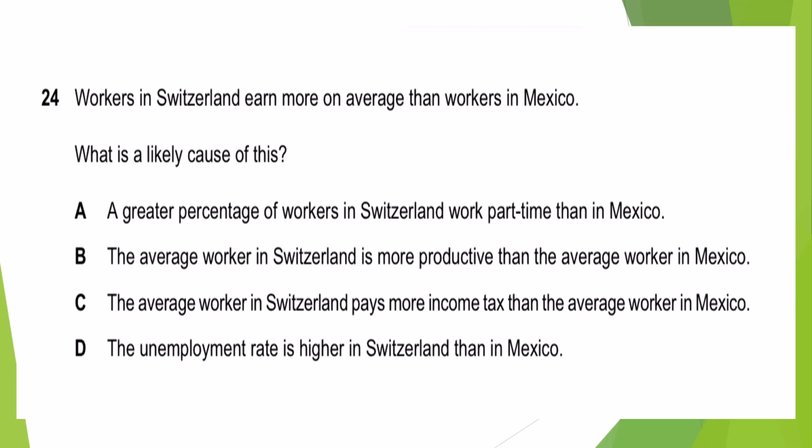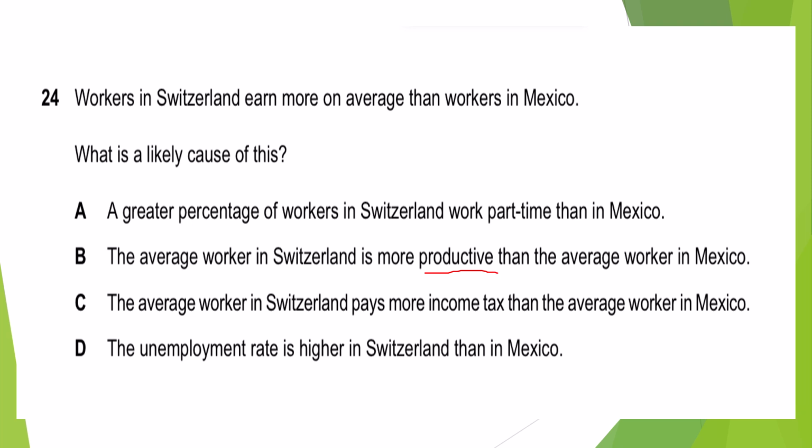Next, okay, Switzerland. Workers in Switzerland earn more on average than workers in Mexico. What is the likely cause of this? Okay, now we need to look at why the Switzerland workers are earning more than the workers in Mexico. A: The greater percentage of workers in Switzerland work part-time than in Mexico. This part-time doesn't give any justification for this one. B: The average worker in Switzerland is more productive. Yes, this might be the reason, that they are producing more than the average worker in Mexico.